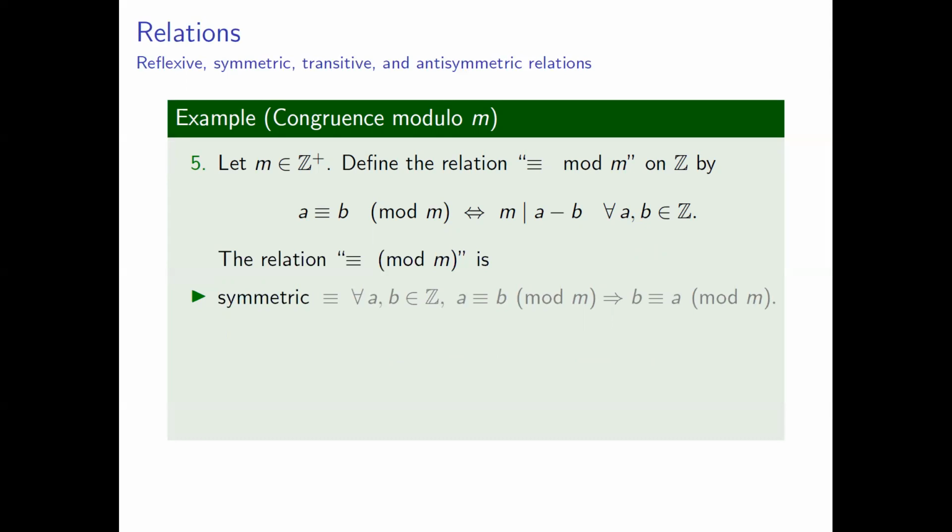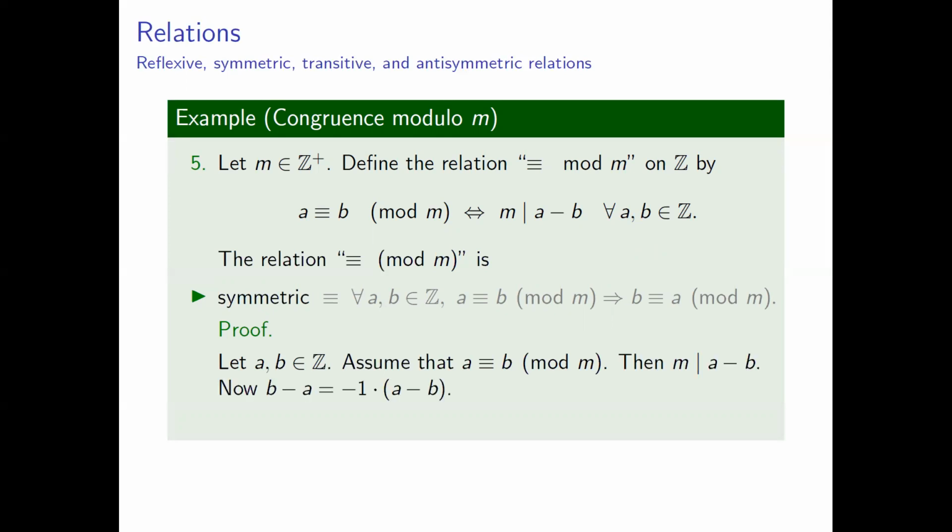The relation congruence modulo M is symmetric. Indeed, let A and B be arbitrary integers. Assume that A is congruent to B modulo M. Then M divides A minus B. Now, B minus A is equal to -1 times (A minus B). It follows that M also divides B minus A. Therefore, B is congruent to A modulo M.